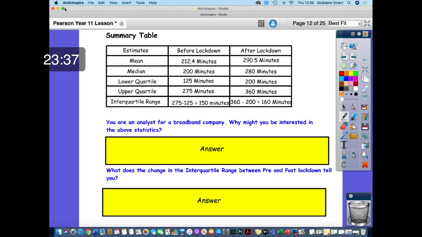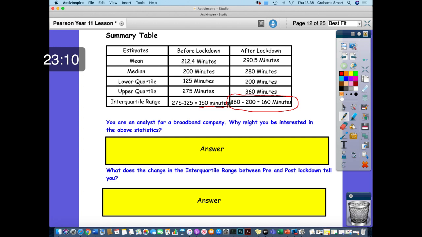Okay, so just to say, the interquartile range, which I've put here, was 360 subtract 200, which is 160 minutes for after lockdown, and it was 150 minutes before lockdown. Interesting. So we'll come back to that, and we'll be revisiting that throughout the rest of this session as well, because it's interesting how when you look at things at face value, they don't always tell you the full story, and we'll come back to that.